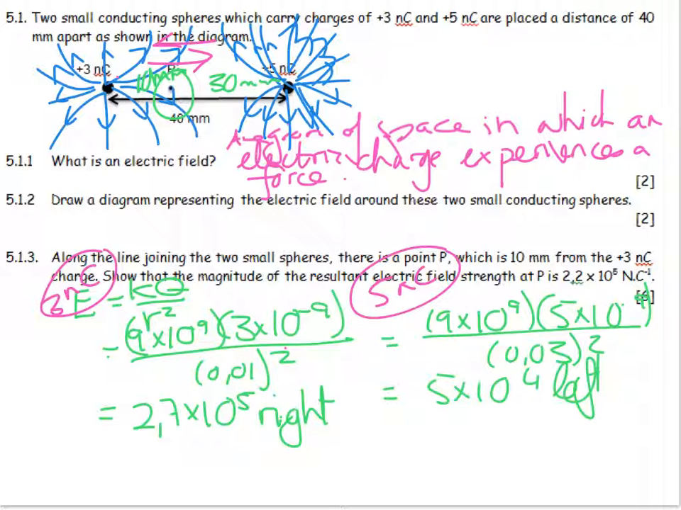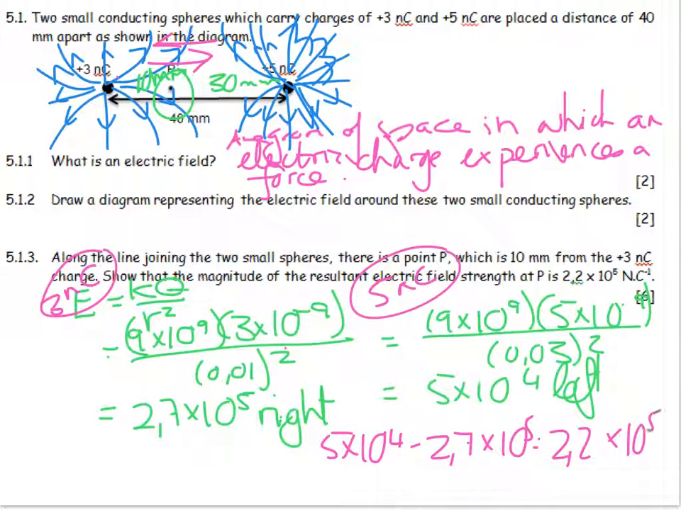And my units in each case are newtons per coulomb, but we'll get that into the final answer. Now I have to say big number, 2,7 times 10 to the 5, minus small number, 5 times 10 to the 4, is equal to 2,2 times 10 to the 5 newtons per coulomb, and that you have managed to prove.